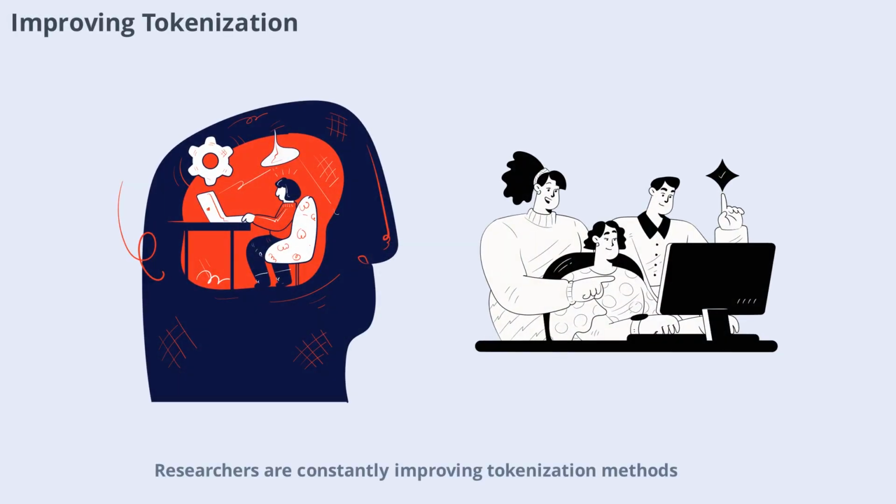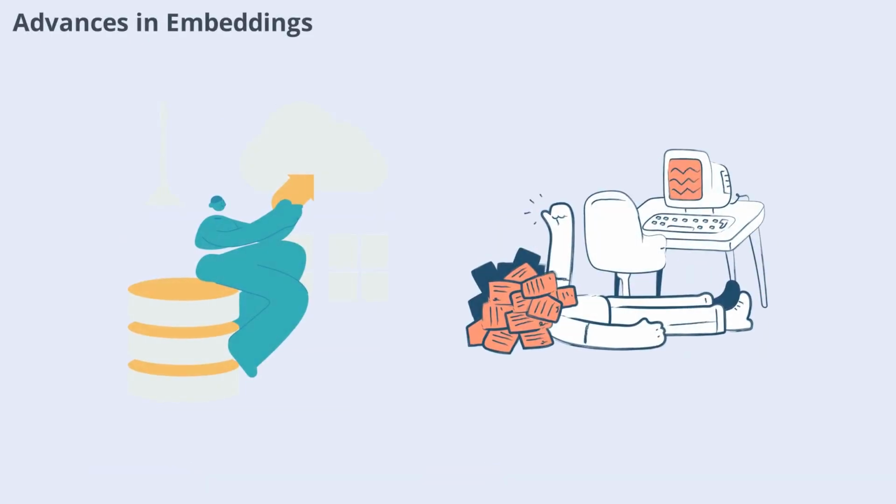Researchers are constantly improving tokenization methods. New algorithms aim to handle more languages, dialects, and writing styles, making LLMs even more versatile and accessible to users around the world. Embeddings are also evolving.